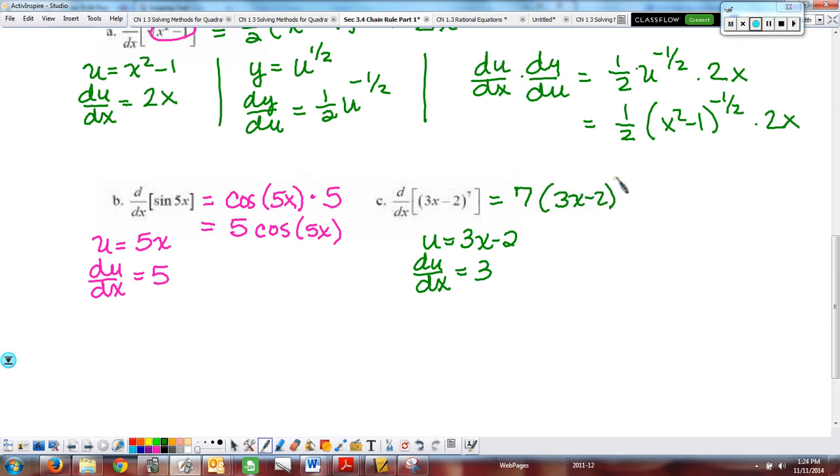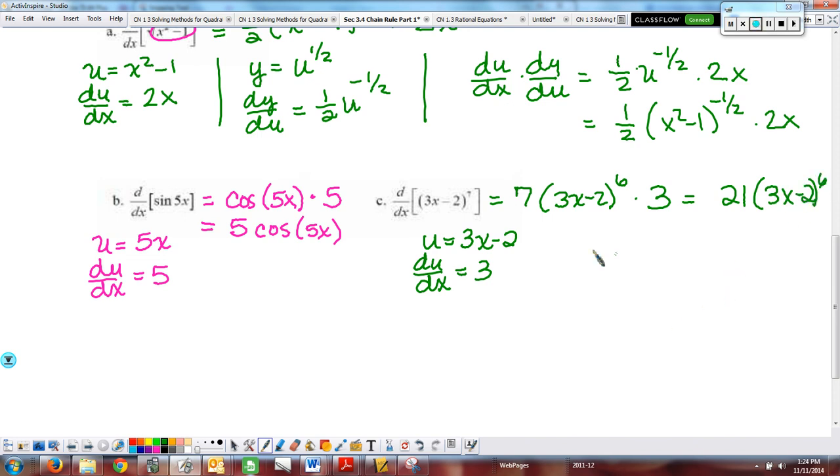7u to the 6th. And then because I'm saying u, I need to follow it with the inside rate function, and that would be 3 times 3. So my final answer would be 21 times (3x minus 2) to the 6th.